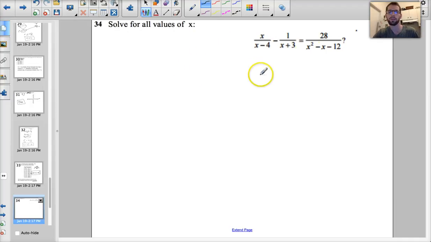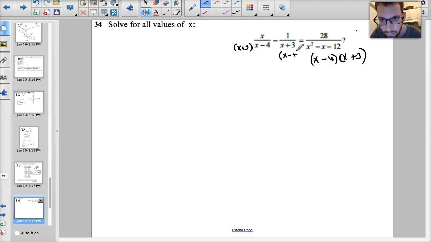Alright, I'm solving for all values of x. First thing, I want to factor this. I'm noticing I have a trinomial, and I know this can factor into x minus 4 and x plus 3, because 4 plus 3 is -1, and 4 times 3 is -12. Alright, that's convenient. So now I'm noticing I've got denominators that do not match each other, and I want them to. So this has x minus 4, x plus 3, this has x plus 3, and this is x minus 4. So this thing is missing the x plus 3 that the other ones have, and this one is missing the x minus 4 that the other ones have.